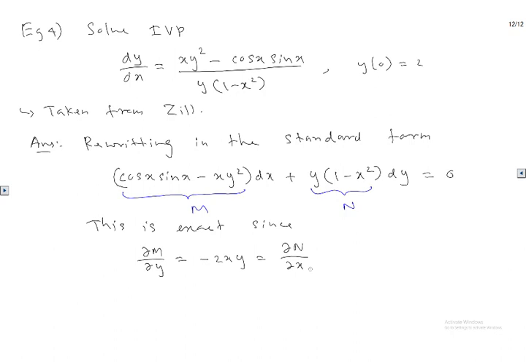So now what we can do is just pick whatever part you like. Just for a change, we're probably going to pick the other one now. So select the partial derivative of f with respect to y equal to y(1 minus x squared). Now what we can do, we can integrate this one with respect to y.